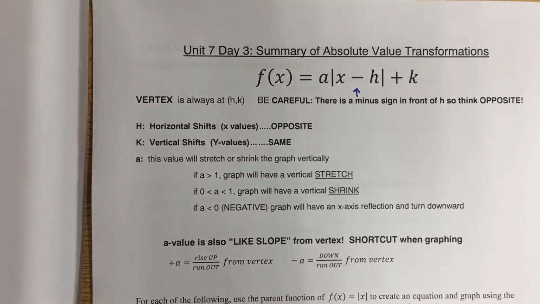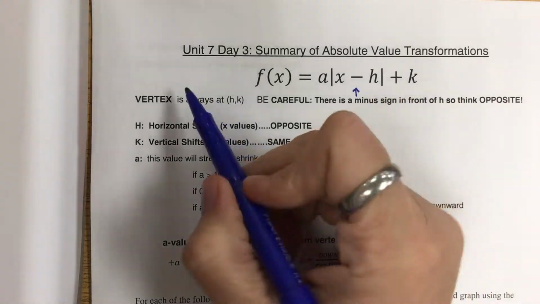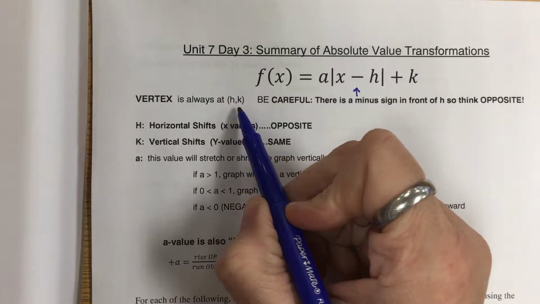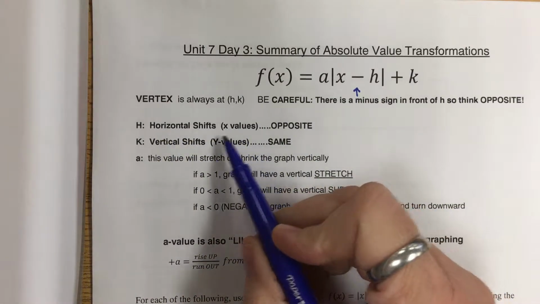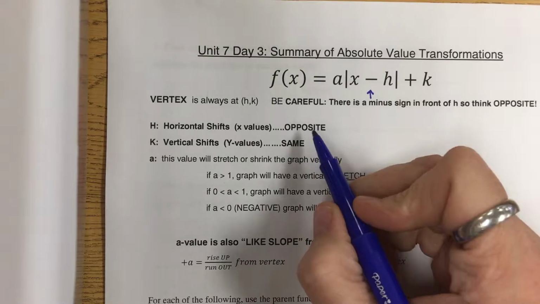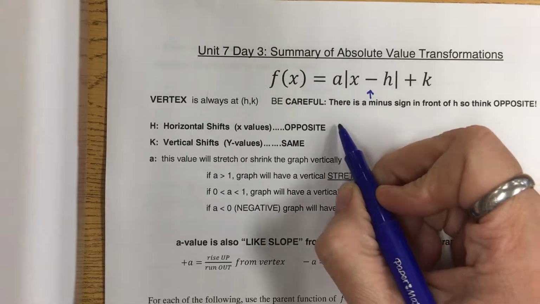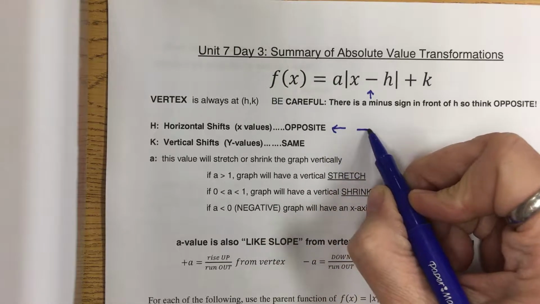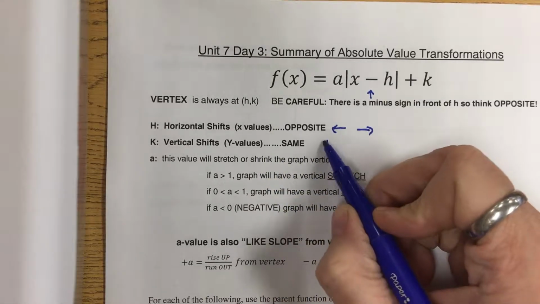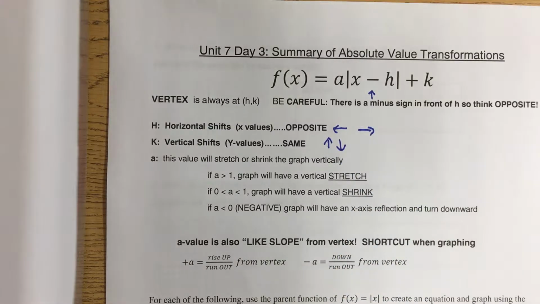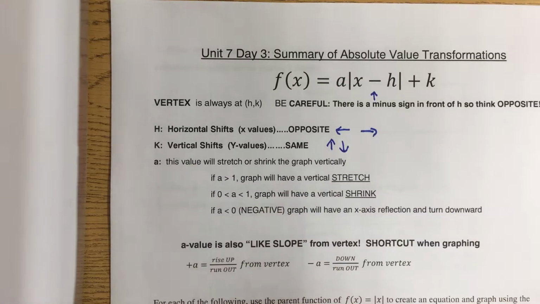And then we have a plus k. The vertex is always HK. H deals with the horizontal shifts, and we're taking the opposite of those. So this, we're either going to go left or we're going to go right. The vertical shifts, they're the same number. We're either going to go up or we're going to go down. A is where you can tell if you're going to have something shooting up or shooting down.